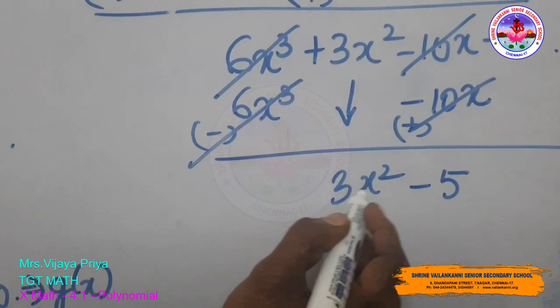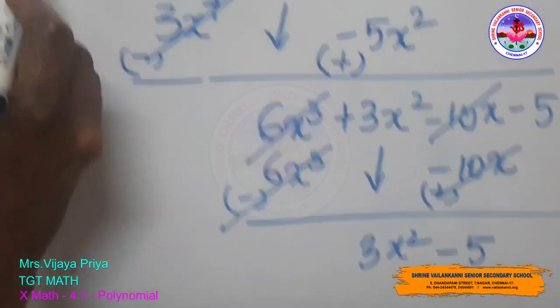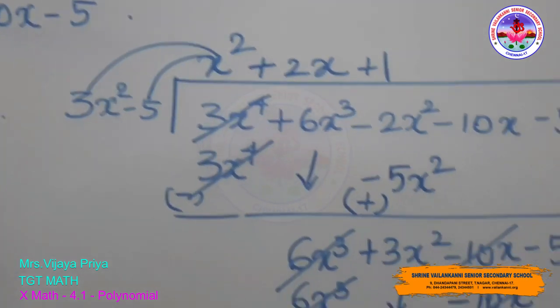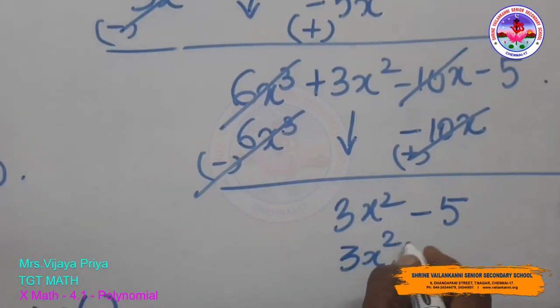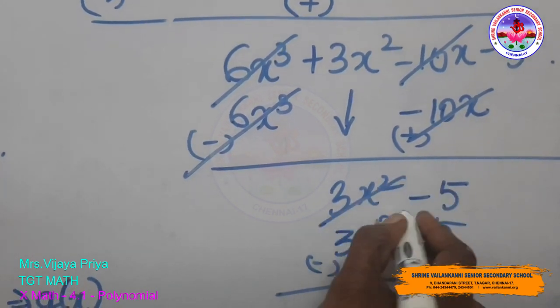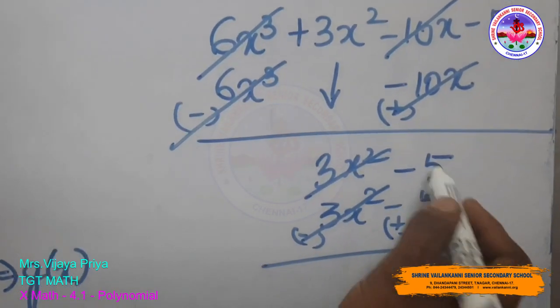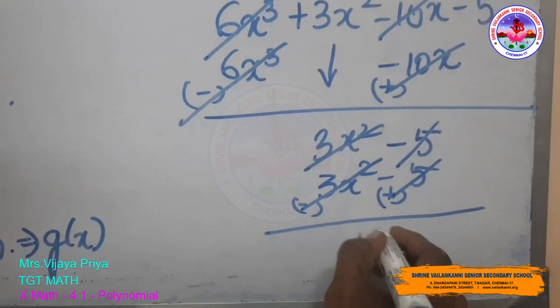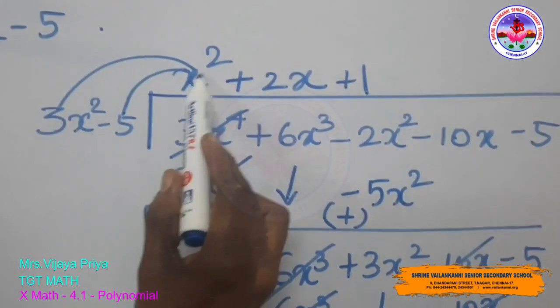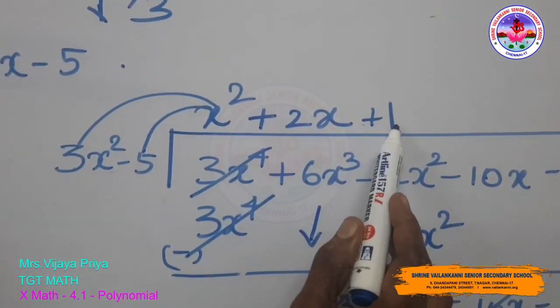So this 3x squared minus 5 will go one time in 3x squared minus 5. So I am writing it as plus 1. So I will get 3x squared minus 5. Again I will get plus 3x squared minus 3x squared cancel, plus 5 minus 5 gets cancelled. So I get the remainder 0, where my quotient is x squared plus 2x plus 1.